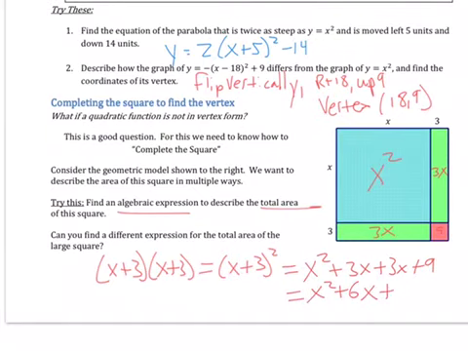Now this should be nothing terribly new, hopefully, but we can see that (x plus 3) squared is equivalent to this expanded version here and this simplified version. So we'll call this the factored form, (x plus 3) squared. We'll call this expanded and this simplified.